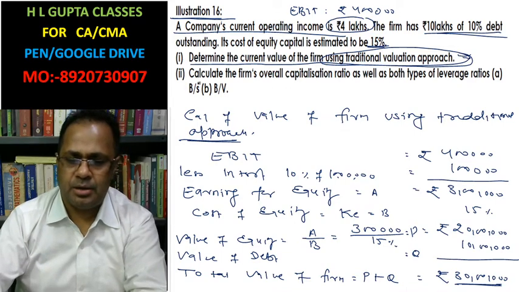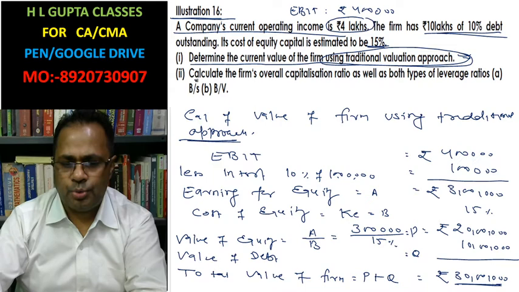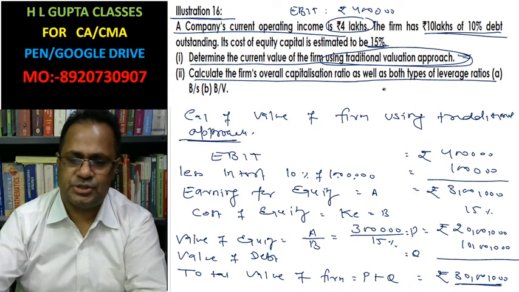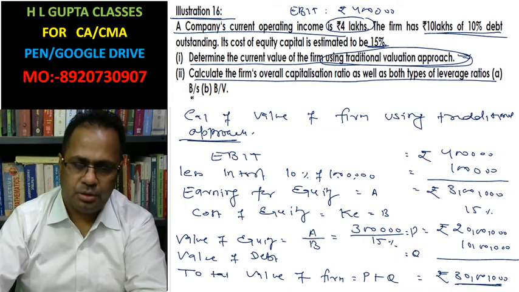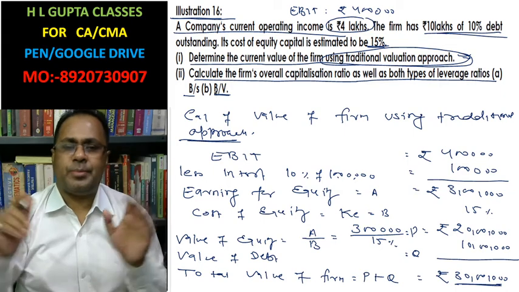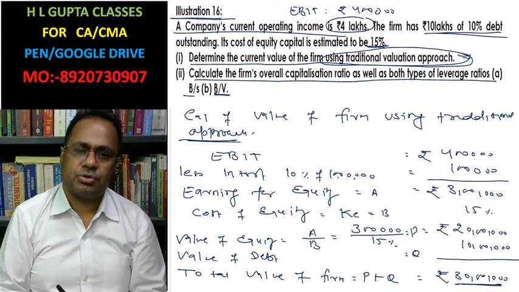In the second part, calculate the overall capitalization rate as well as both types of leverage ratios: borrowing to shareholder, and borrowing to the value of the firm. Overall capitalization ratio, that is the weighted average cost of capital.